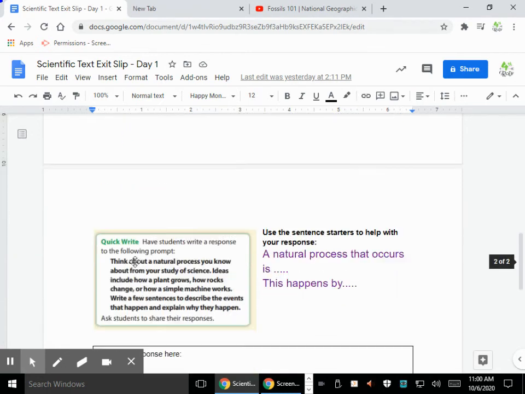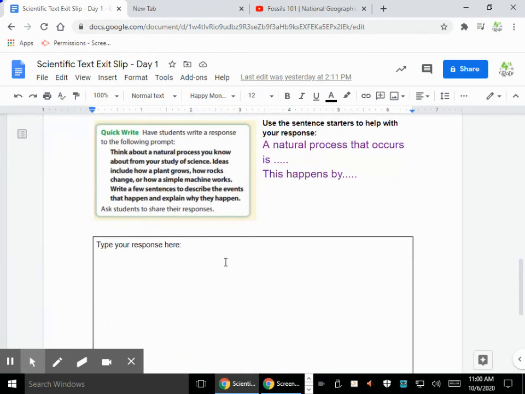After you've typed in your events, this is where you're going to type in a couple sentences here, choosing a natural process, and then explain to me how this process happens. This happens by. I want a few sentences here, okay? And I can't wait to see your responses.